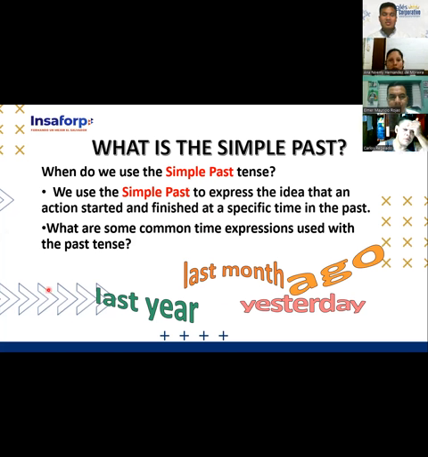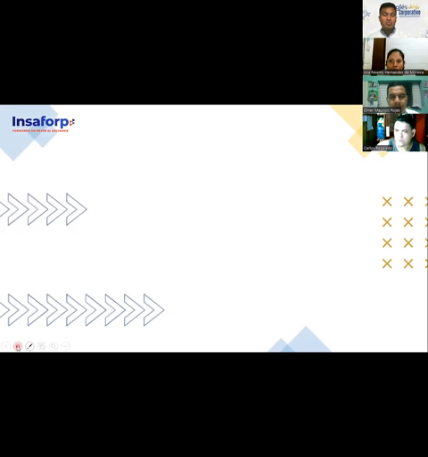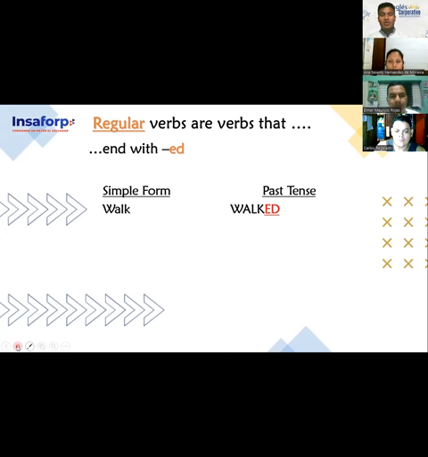So we saw that yesterday, so we're going to move on to the main part today. Regular verbs are those which end in ED. That's the easiest way we're going to identify them. All regular verbs will always end in ED, always. If it doesn't end in ED, that might be an irregular verb, because regular verbs will always be that way.